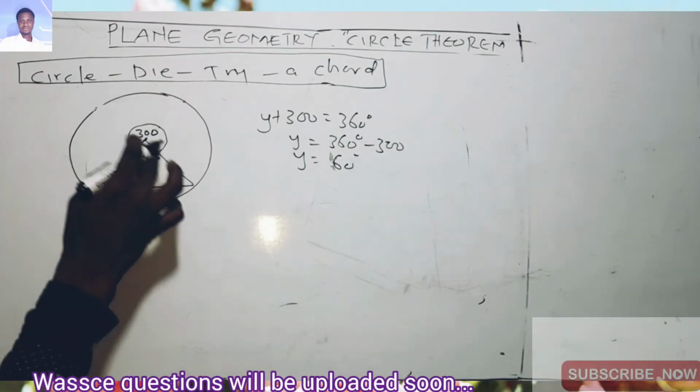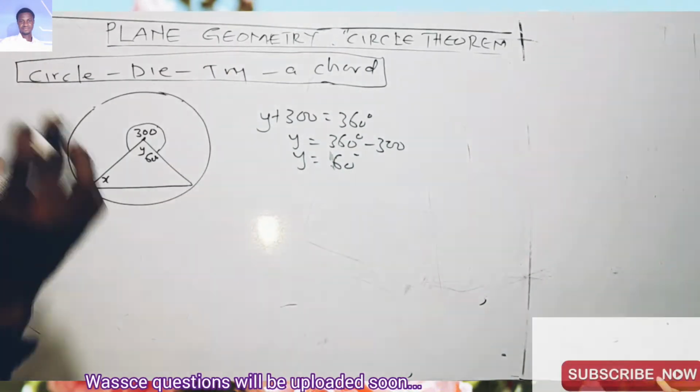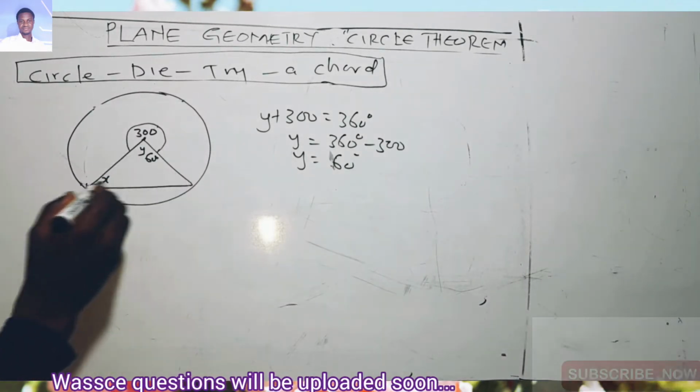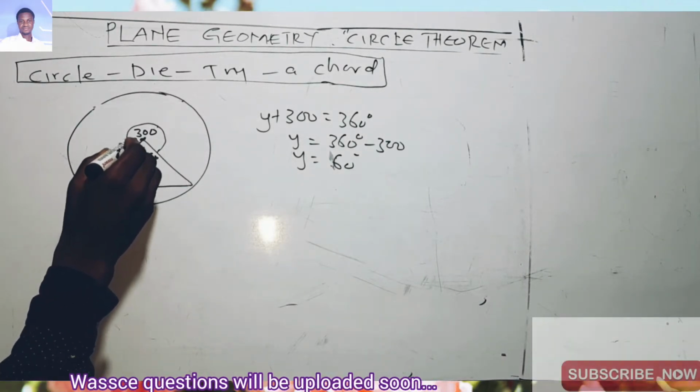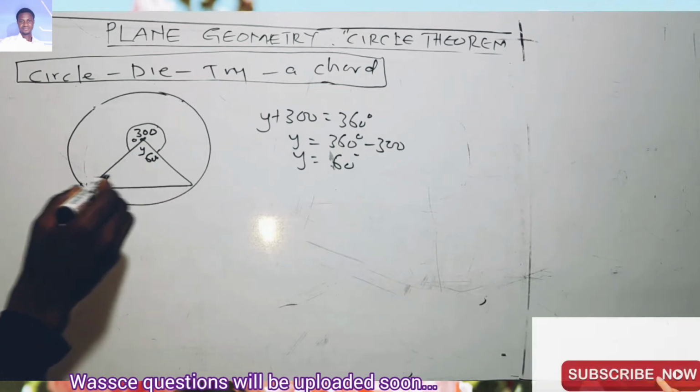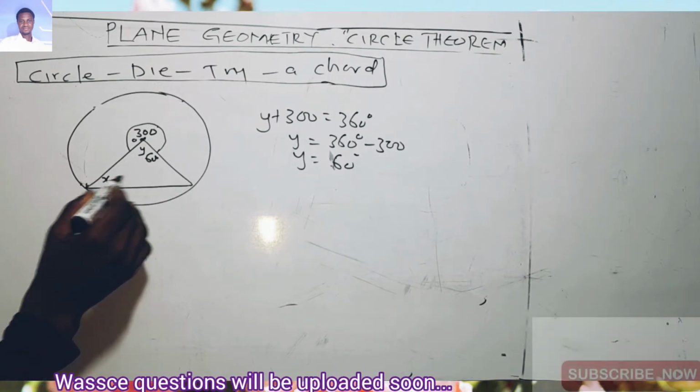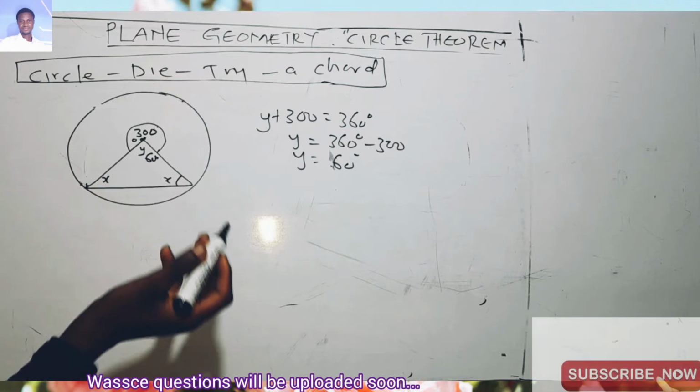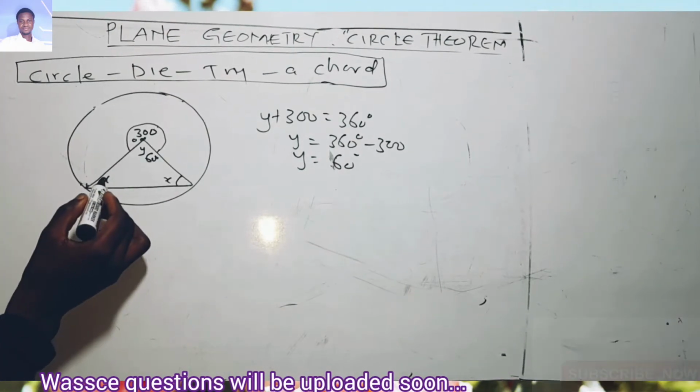Now here we have a triangle, and this particular triangle is ranging from the center. So I'll know that this is an isosceles triangle. So if here is x, what should happen here? Here should also be x. You put it there, right? If this side is x, here is going to be x.